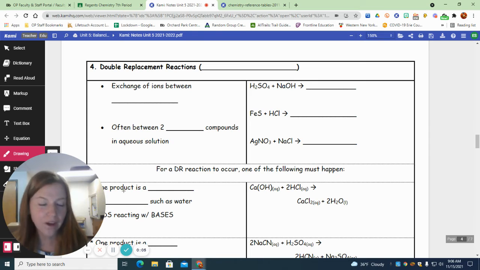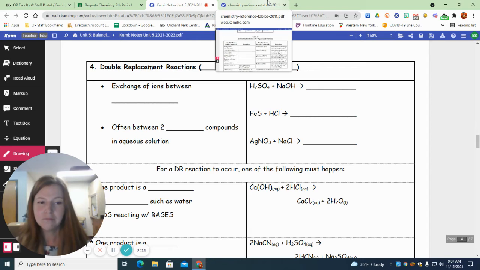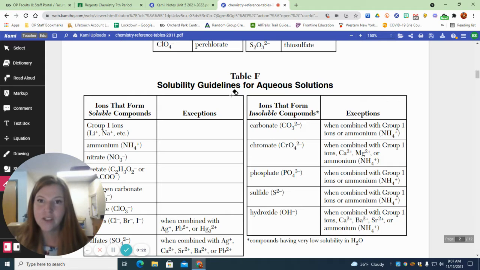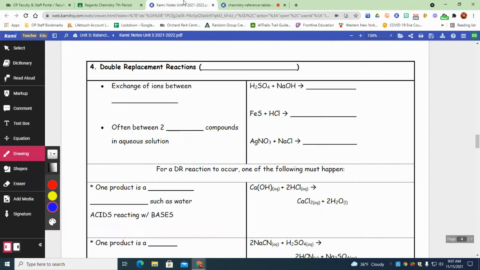Okay, so we are in your notes on page number 4. You are also going to want to have your reference tables reasonably handy. We're going to be talking about a new reference table today, which is going to be table F, which is on page 2. So I would recommend maybe having that out as well.